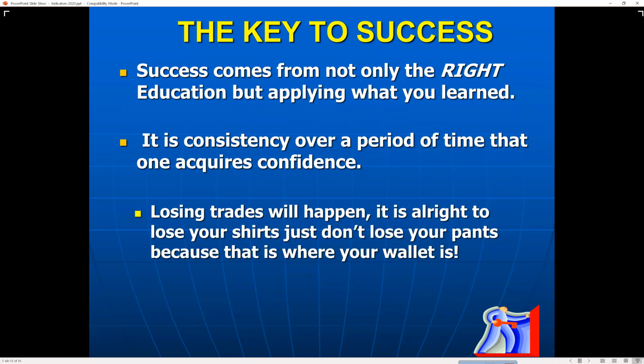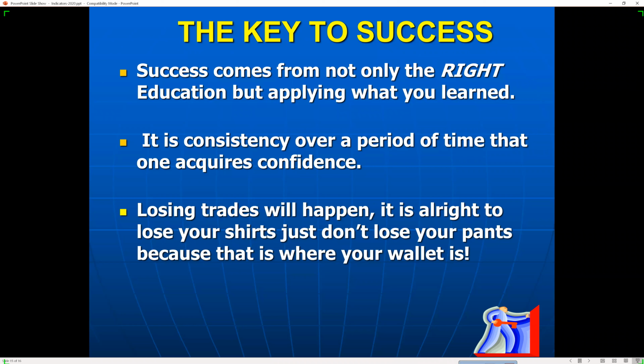Remember, losing trades will happen. And it's all right to lose your shirt in this market. Just don't lose your pants, because that's where your wallet is. That's an old famous line of mine. It means you're going to have losers, but if you lose both your shirt and your pants, you have no money to get back into the business. So you got to be disciplined and be patient in this event.